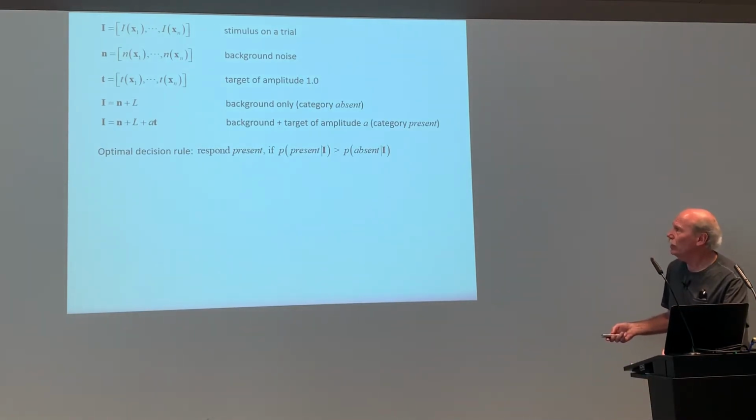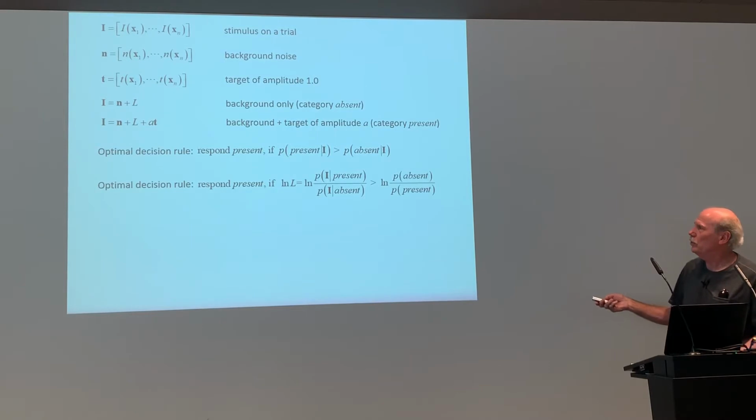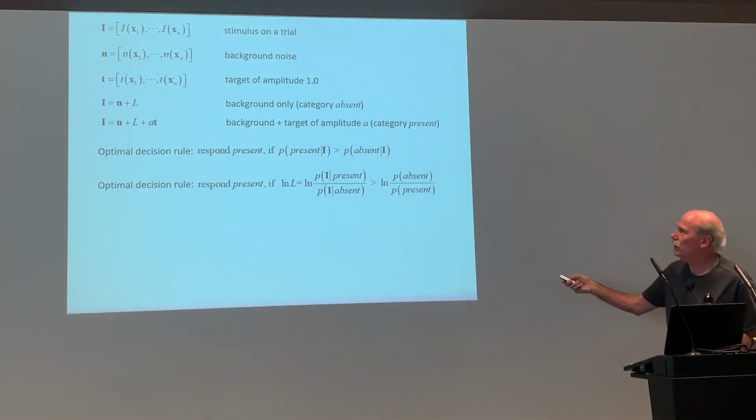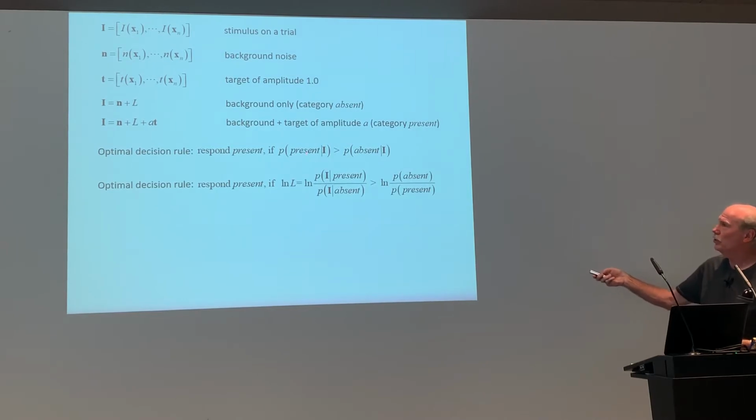You can rewrite that a little bit using Bayes' rule, just using conditional probability. And what you want is the log likelihood ratio, which is the probability of the image given that it's present, divided by the probability of the image given that it's absent. If the log of that ratio is greater than the log of the ratio of the priors, then you want to say the target's present. That's just equivalent to this decision rule here. It's just rewriting it that way.